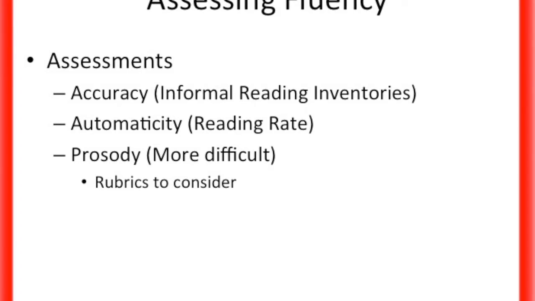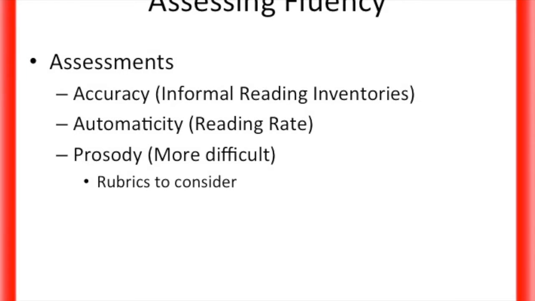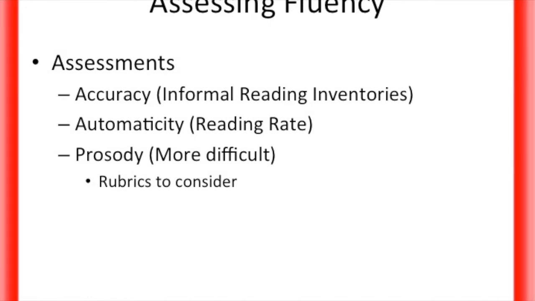We don't, of course, want to create robot readers who are more worried about reading as quickly as they can that they're not thinking about what they're reading, but it can be a good indicator of student success in reading. The third component, prosody, is more difficult to assess. There are a number of rubrics that have been created, very well done rubrics.